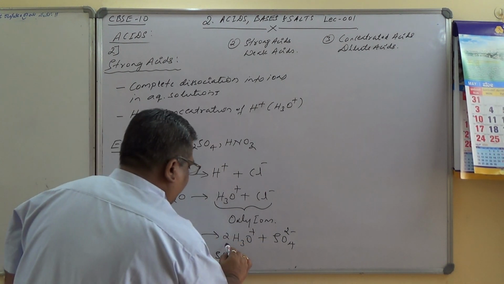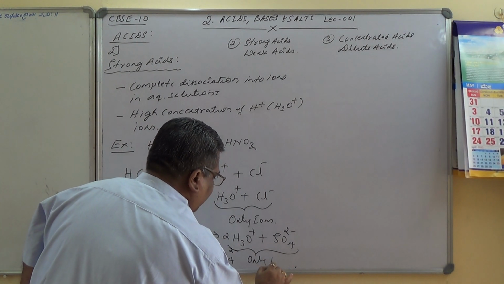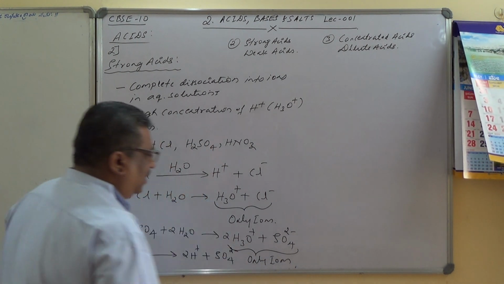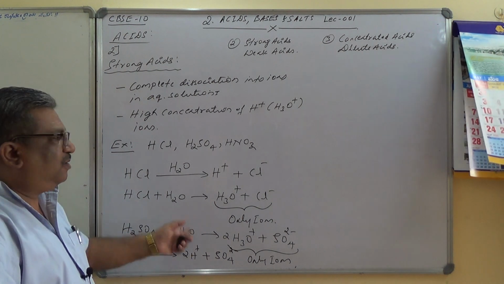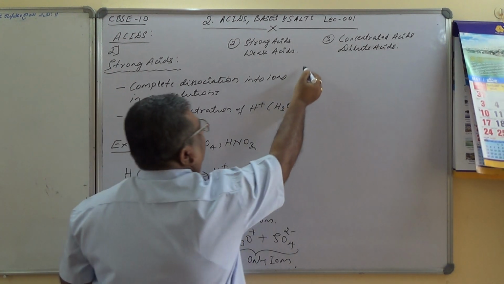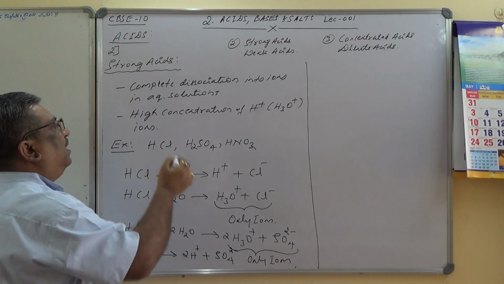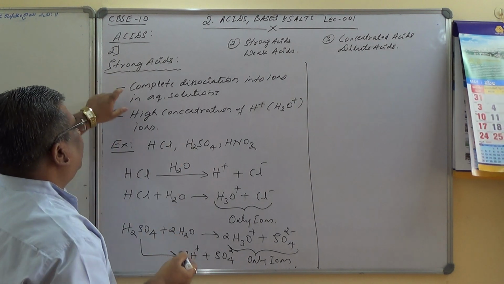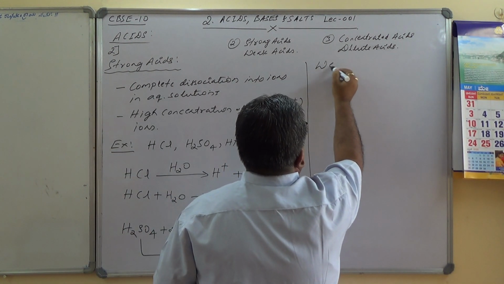So here also, if you look at this solution, it contains only ions. Why does it contain only ions? Because sulfuric acid undergoes complete dissociation into respective ions. Similarly, nitric acid: the same thing, the ionization we are talking about here is complete dissociation into ions. If we compare the dissociation process with weak acids, what happens? Let us see here.